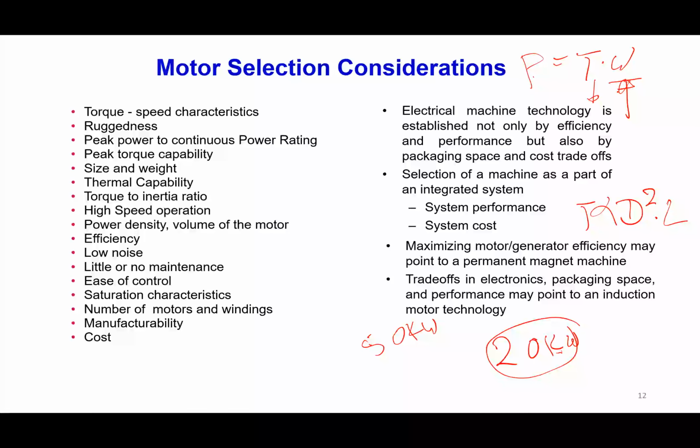It has to have a high torque to inertia ratio, high speed operation, and good power density, so the volume of the motor should be low. It needs high efficiency, low noise, little or no maintenance, and it should be controllable. It should have good saturation characteristics. In a way, the torque versus speed characteristic should be flat, because many motors have a lower torque at higher speed since they can get saturated. So we need good torque-speed characteristics, easy manufacturing, and lower cost.